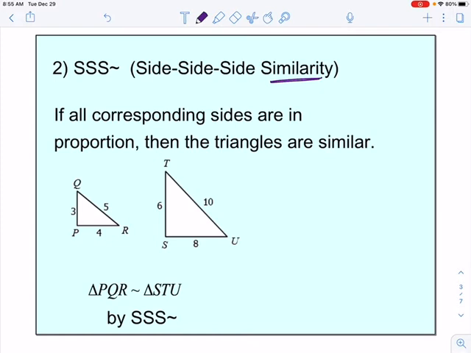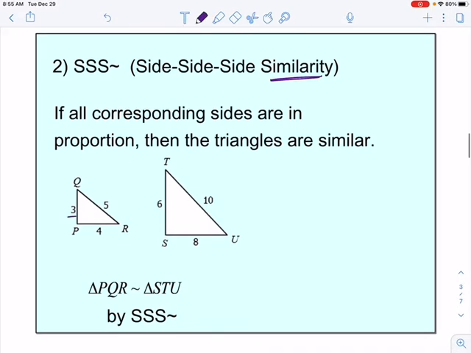Okay, so what we're going to do is we're just going to set up our proportions here. So I'm going to do 3/6 first, and I want to know if that's going to be equal to, let's do 4/8. Doesn't matter which ones that you do first. Okay, when I cross multiply here, 8 times 3 is 24, and 6 times 4 is also 24. So those pair of sides are in proportion.